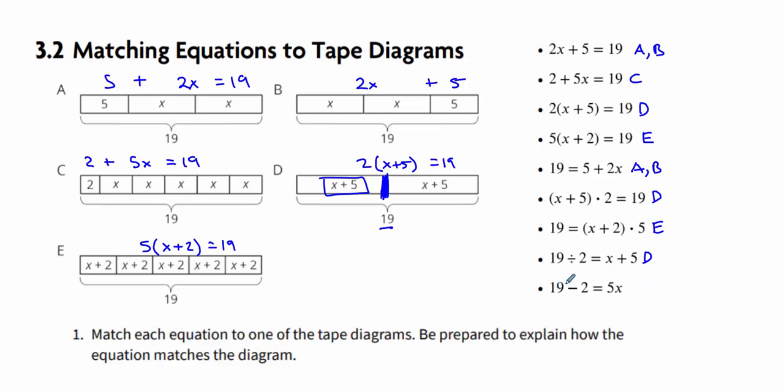And then we have 19 minus 2 is equal to 5x. So let's see, we have this one here. If we take 19, this whole thing is 19, and we take away 2, we're left with 5x's. So 19 minus 2 is also equal to 5x's on question C, or on tape diagram C.